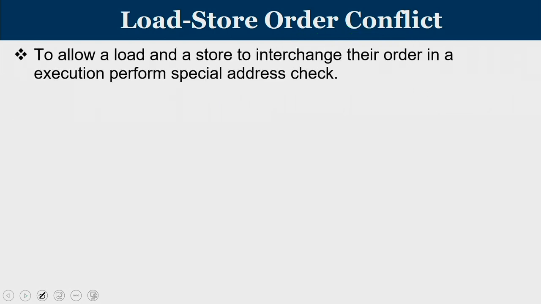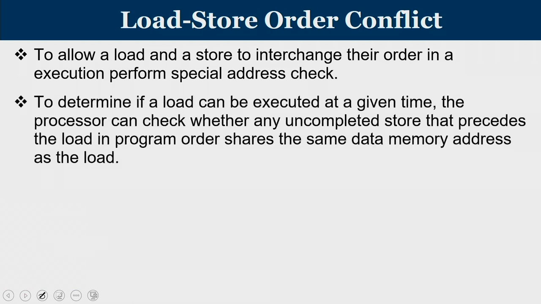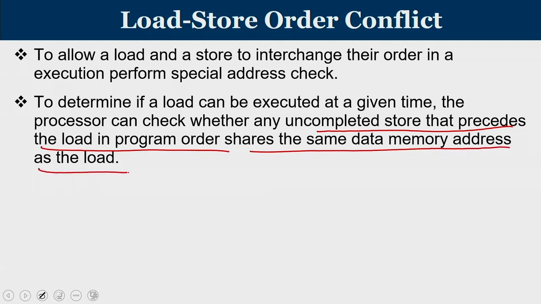Now, to allow a load and a store to interchange their order in execution, you have to perform a special check. And what is the checking all about? To determine if a load can be executed at a given time, the processor can check whether any uncompleted store that precedes the load in program order shares the same data memory address as that of the load.